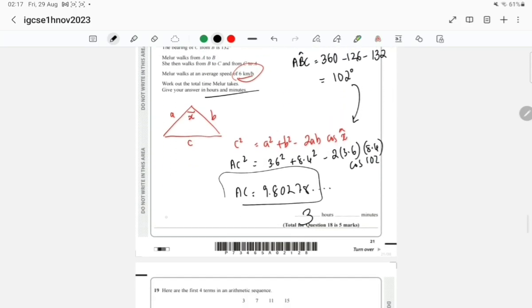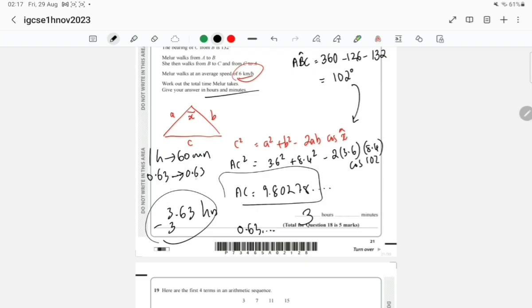Now from here, I will just subtract 3 from that. So 0.63 dot dot dot will be equal to how many minutes? So 1 hour, I know it is 60 minutes. So 0.63 would be what? Would be 0.63 times 60.